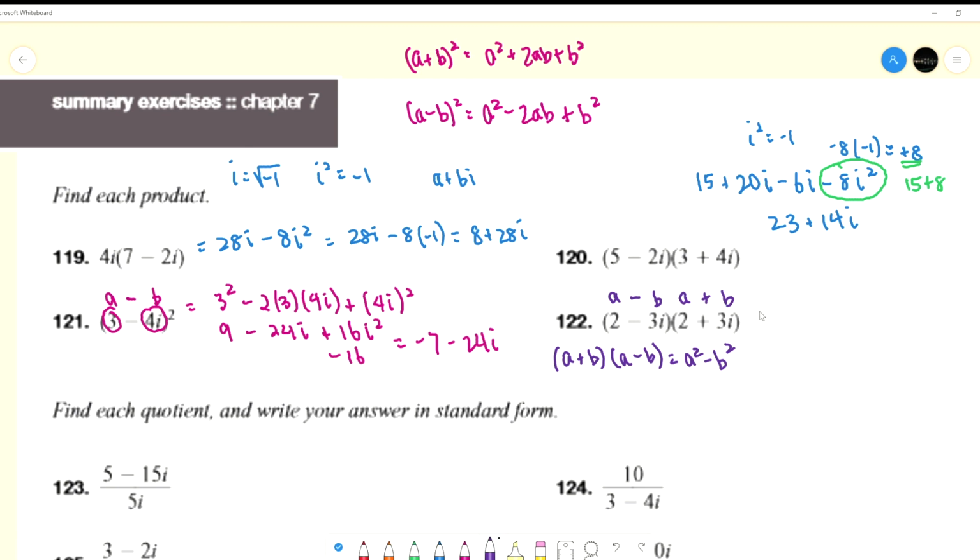So using the formula without having to distribute, this is just 2 squared minus 3i squared, right? So that gives me 4 minus 9i squared. And i squared is equal to negative 1. So this is negative 9 times negative 1 equals positive 9. So 4 plus 9 equals 13 is the final answer.